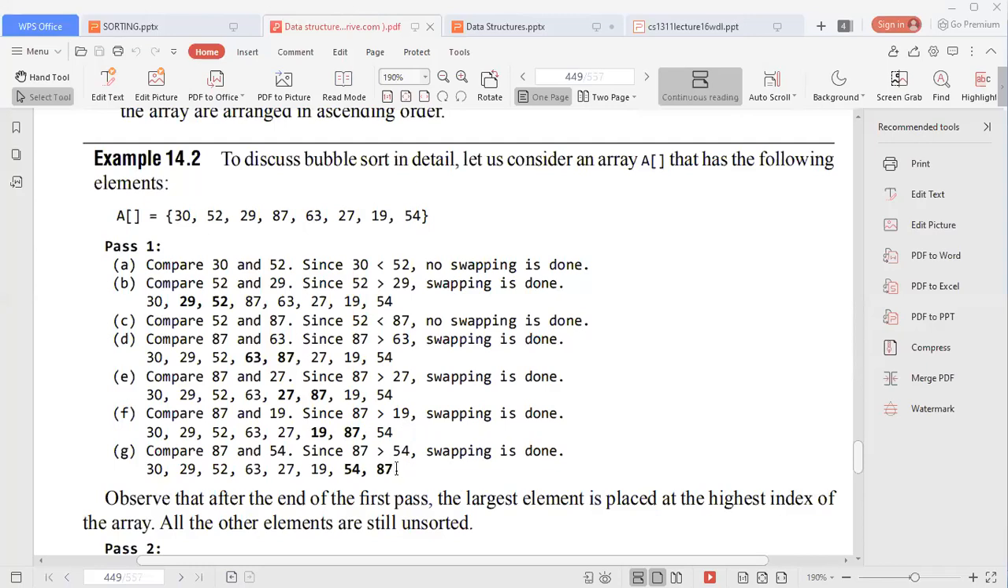So observe that after the end of the first pass, the largest element is placed at the highest index of the array, or not? Yes, sir. Okay. Now this is the first pass. Now have you noted down this particular example? Did you copy all this? Sir, we did. Work this out. I explained pass 1.